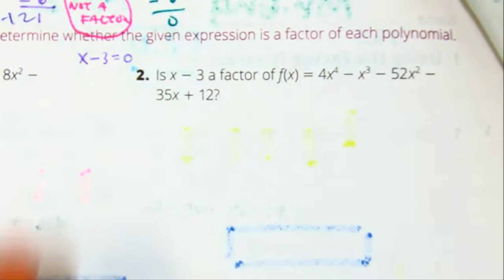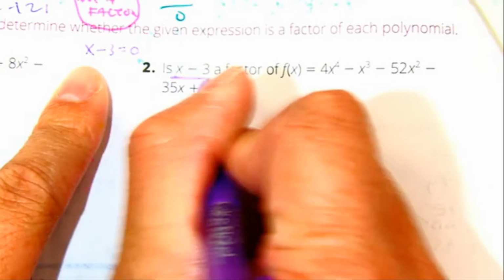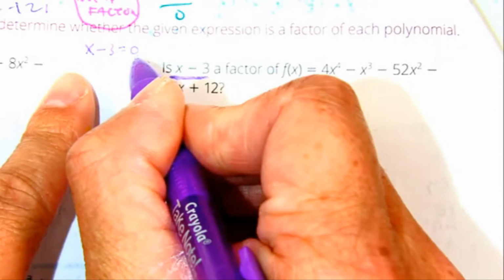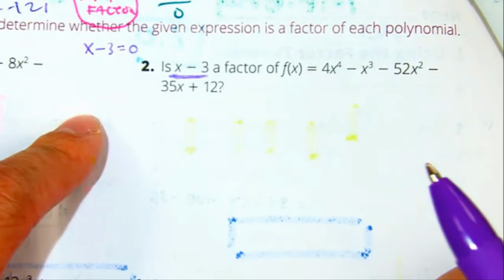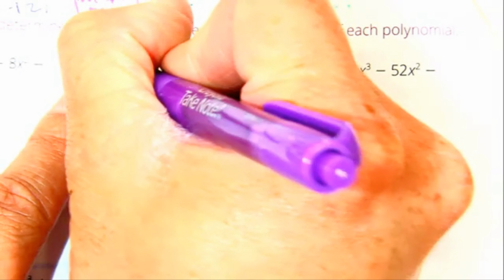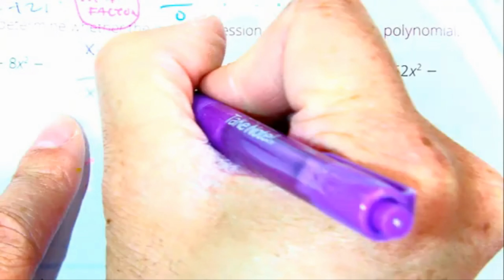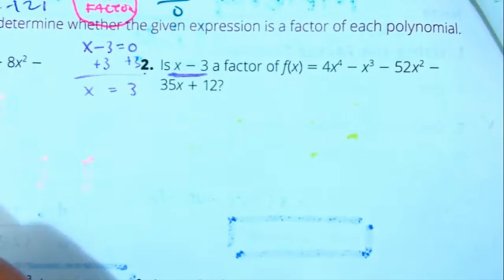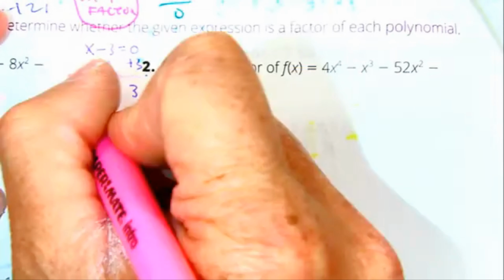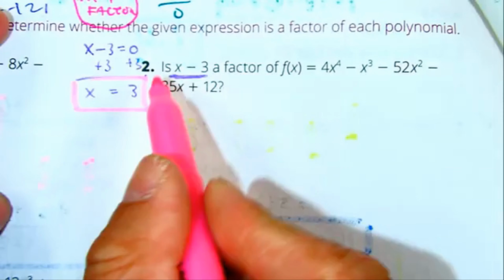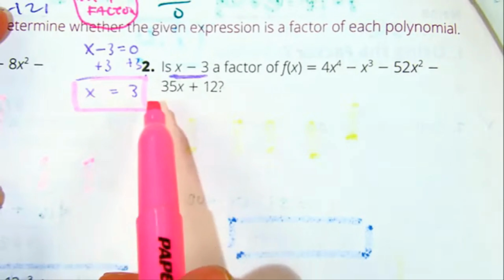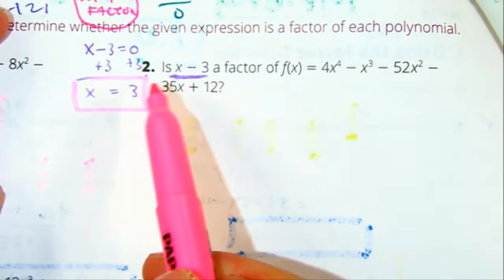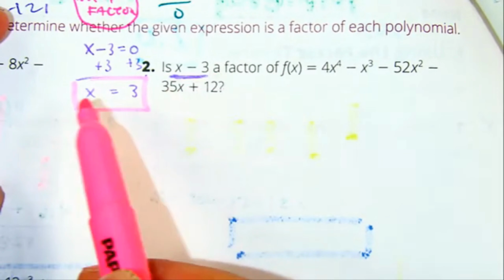If I set this equal to 0, x minus 3 equals 0, then how do I solve for x? Add 3. That means x is equal to 3. Okay, this is a big idea. X minus 3 is the same thing as x equals 3. You can say that again. X minus 3 is the same thing as x equals 3.